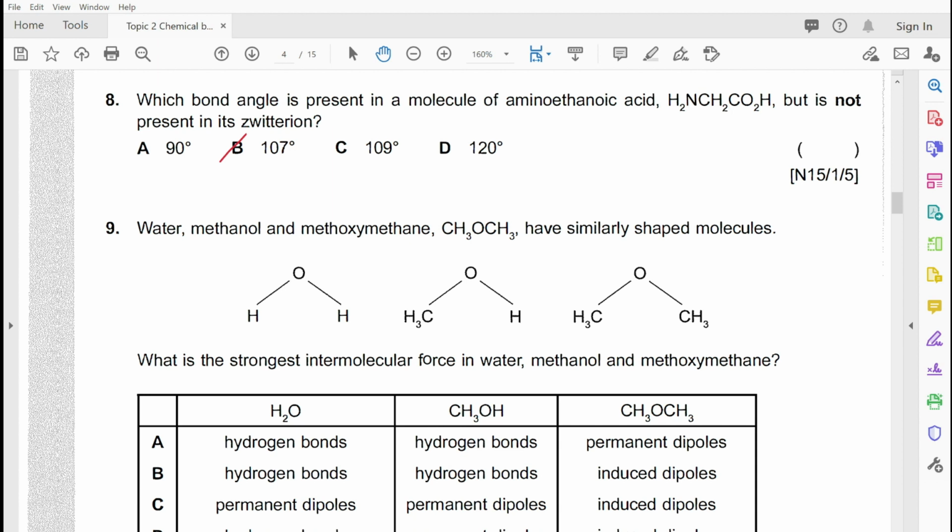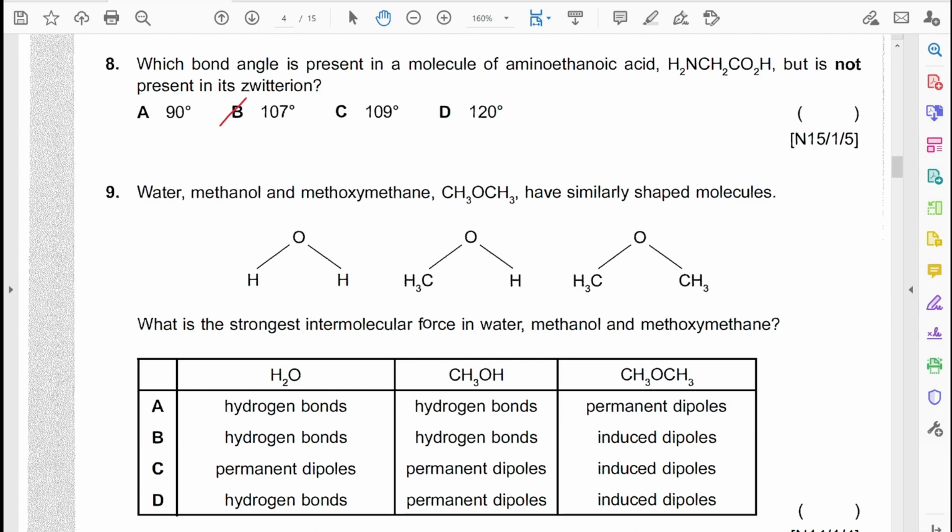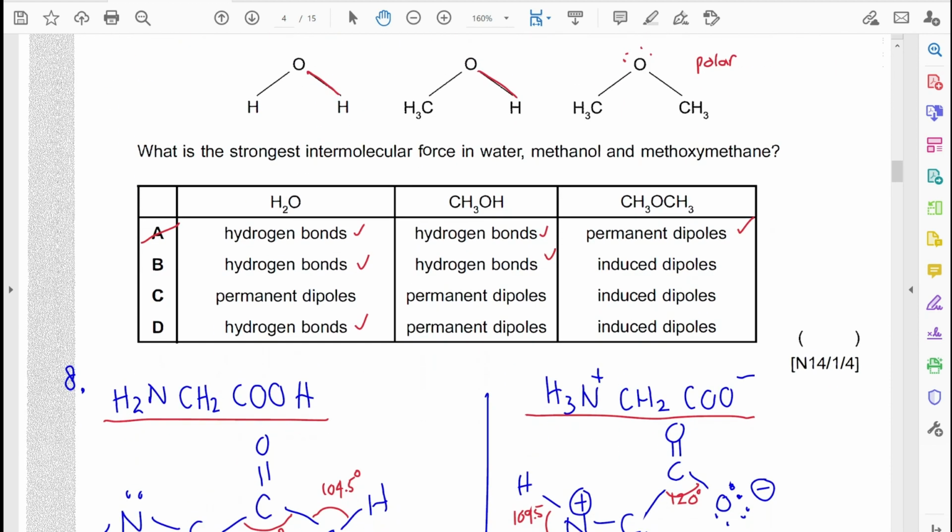Number 9. Water, methanol, and methoxymethane have similar shaped molecules. What is the strongest intermolecular force in water, methanol, and methoxymethane? If you have an OH bond, like here, the strongest intermolecular force would be hydrogen bond. Methoxymethane is a polar compound, but it doesn't form hydrogen bond. So the intermolecular force is called permanent dipole. If the molecule is nonpolar, then induced dipole is the intermolecular force. So here the answer is A.